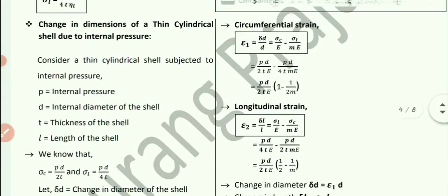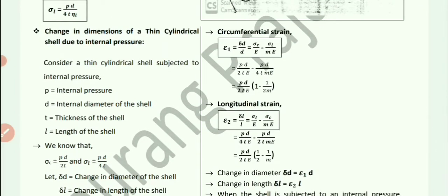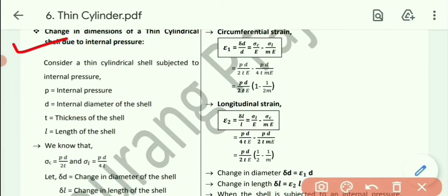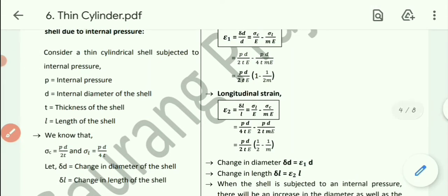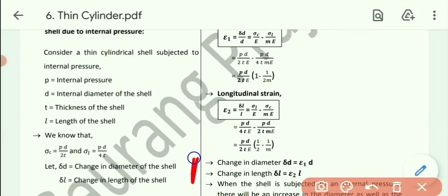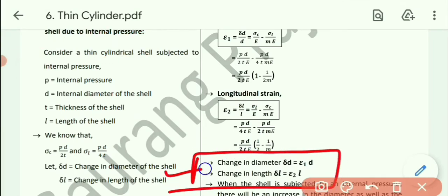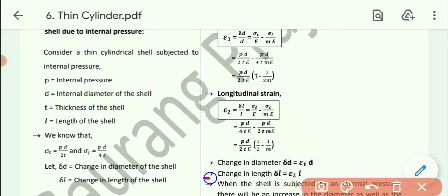Now let's talk about another term, that is change in the dimension of a thin cylindrical shell due to internal pressure. Because of the application of pressure, the dimensions of the thin cylinder will change. For that, the formulas we will be using are these. Change in the diameter: delta D equals epsilon 1 into D. And change in the length: delta L equals epsilon 2 into L.